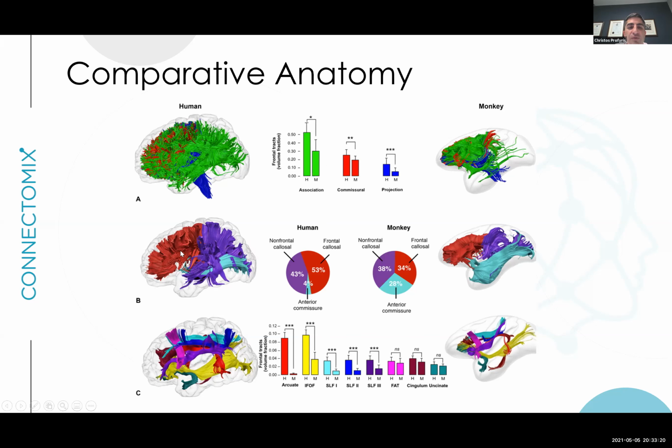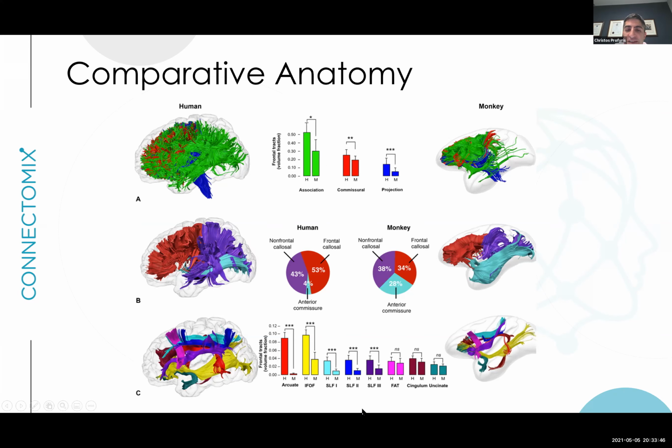What becomes also very interesting is when you're looking at where does all this white matter go from the frontal lobe in terms of to other parts of the brain. When you look at the monkey brain, only about 40% of the white matter tracts of the monkey originate from the frontal lobe to other areas, whereas in the human, it's close to 60%. So there's been an explosive shift in the amount of connections from the frontal lobes to the rest of the brain.